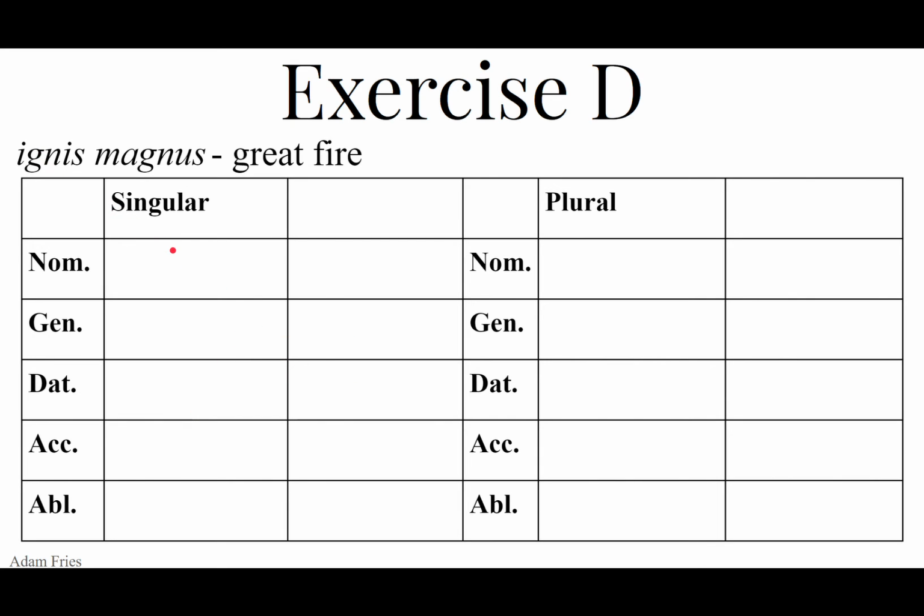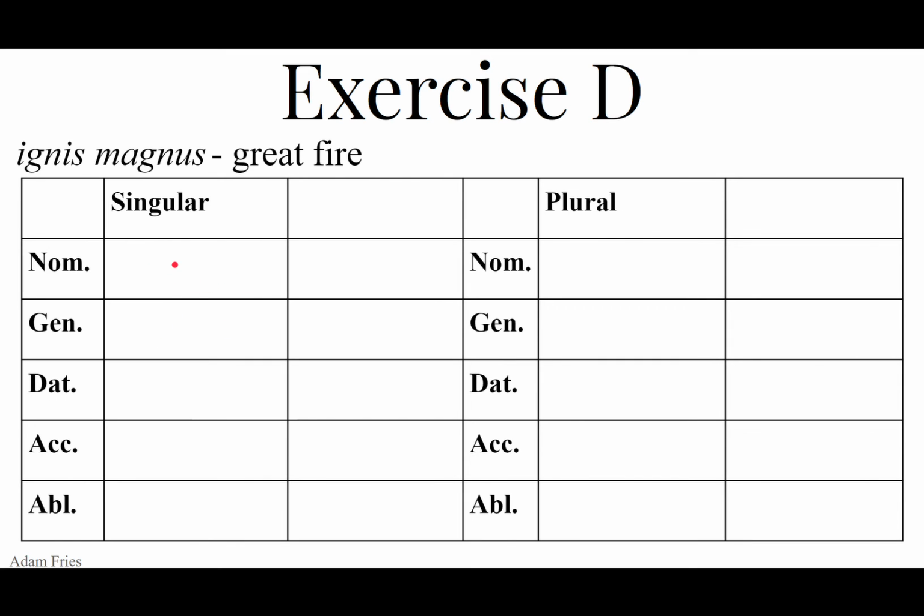Is ignis, because it's third declension, an I stem? The answer is yes, it is. Ignis is an I stem. The nominative ends in is, ignis, and it is perisyllabic, has the same number of syllables as the genitive. So ignis, ignis. So we have ignis here and ignis here for the genitive.